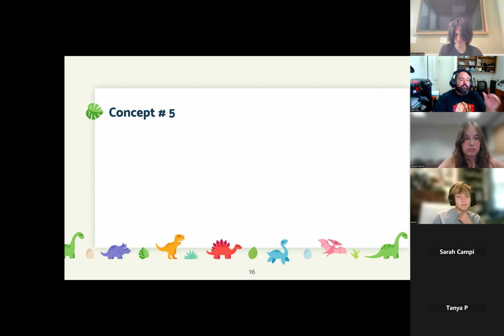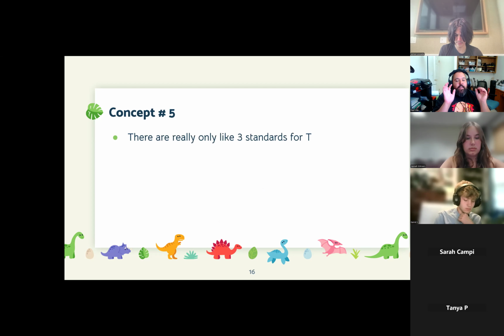Concept number 5. There are really only 3 standards for T. Everything else is kind of nonsense or just a more specific version of these 3 things. There's 2 standards for the AF, and there's 2 standards for the neg. Guesses for what those standards are for the AF and what those standards are for the neg.